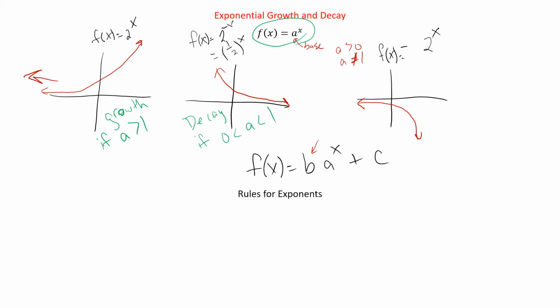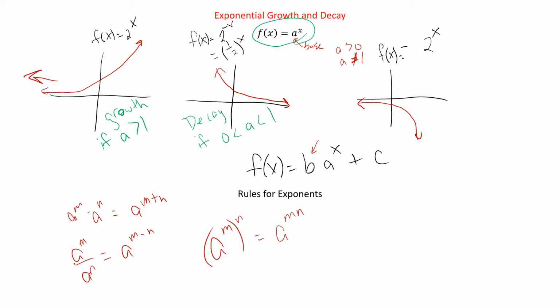So we have some rules for exponents and exponential functions. The first one, when we are multiplying things, a to the m times a to the n, we add the exponents. This is something we know, but it's also something that gets forgotten. When we divide a to the m over a to the n, we subtract the exponents. If we have a power of a power, a to the m to the n, we multiply the exponents.